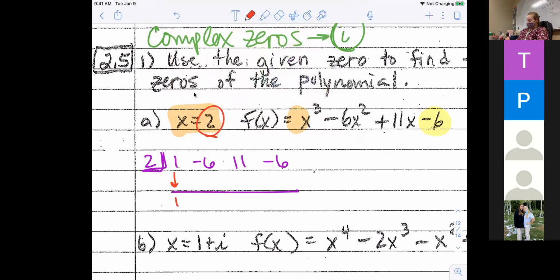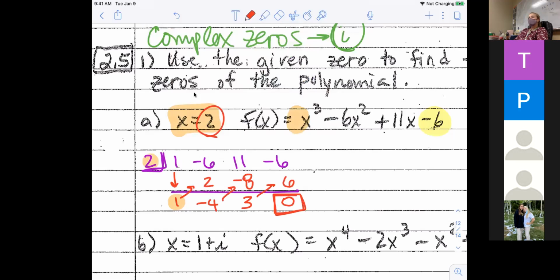Carry down our 1. We multiply the 1 times the 2 in order to get what goes under 6, so that gives me 2. -6 plus 2 is -4. I see us all getting it all done on our paper. Awesome job. -4 times 2 is -8. 11 minus 8 is 3, and then 2 times 3 is 6. Ooh, nice. -6, +6 gives 0. And that's what I want. I want my remainder to be 0.